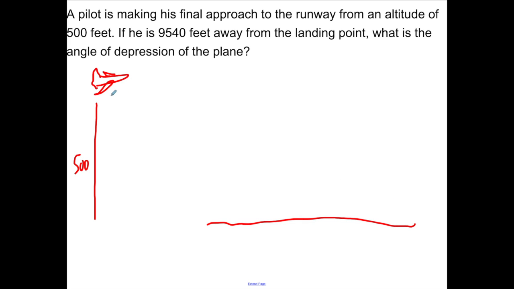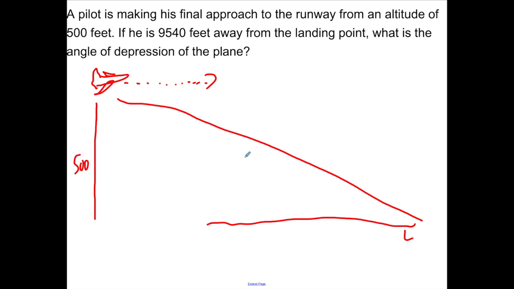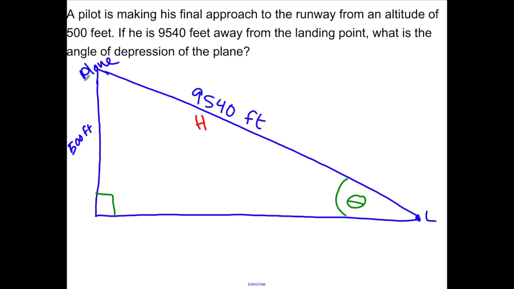And it says he is 9,540 feet away from the landing site, say L. And the plane is traveling this way. So a good representation of this would be a right triangle, and you'll see that here. So here's a plane up here. It's 500 feet off the ground, and it's 9,540 feet away from the runway, and it's traveling in that direction.